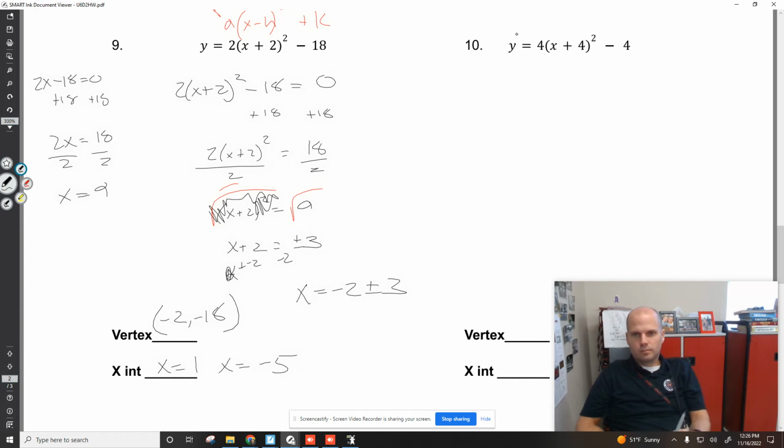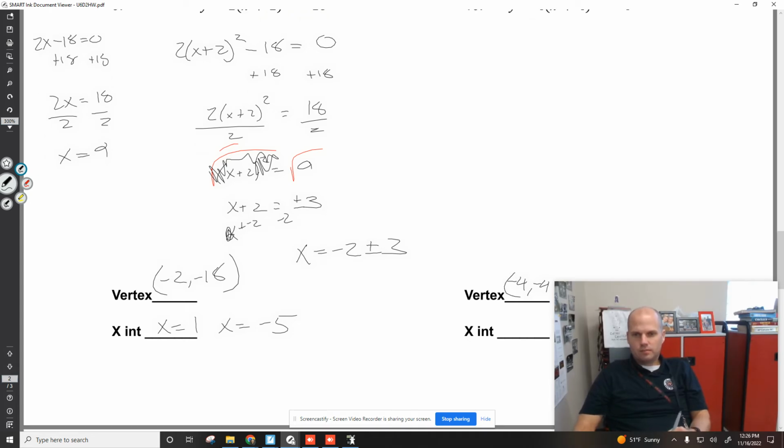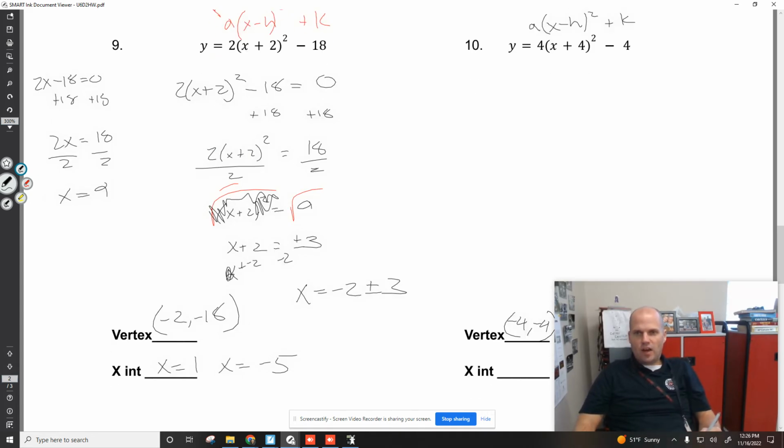Look at this. X minus h plus k. So it's going to be skinny. It's going to open up because of the A. The vertex is going to be at negative 4, negative 4. That's nice. Let's find our x-intercepts. Take our equation, set it equal to 0.